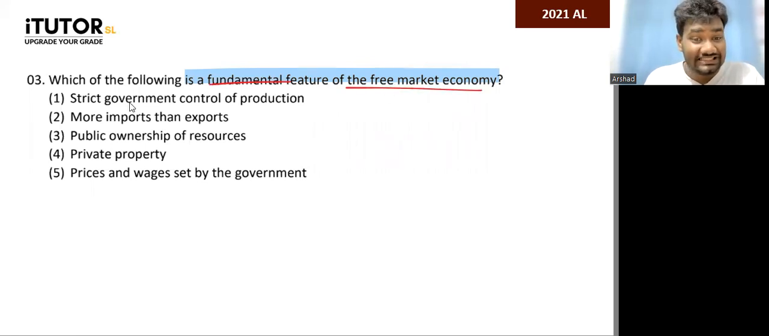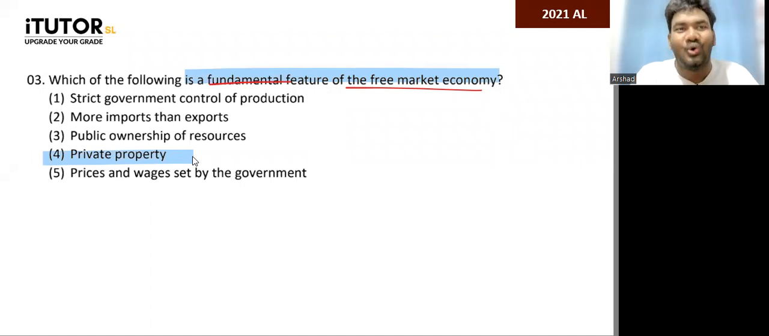Answer is the 4th one, right? Private property. What is private property? Property here means resources, that is land, labor, capital, entrepreneurship. Private property means it's the private sector, that is households and firms. They are the ones who own the property in the economy. They are the ones who own the land, labor, capital, entrepreneurship, and they are the ones who make decisions according to that. That is what private property is about.